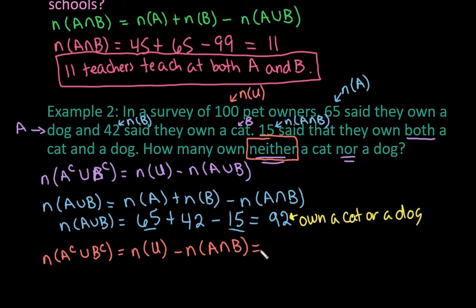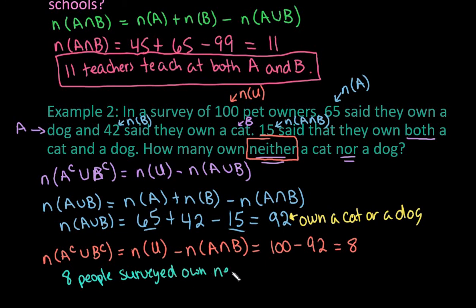Okay, so again, we're just going to plug in our information. The number in U is going to be 100 minus the 92. And so we could say that there are 8 people who own neither a cat nor a dog.